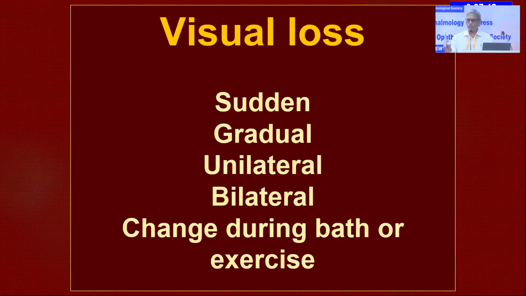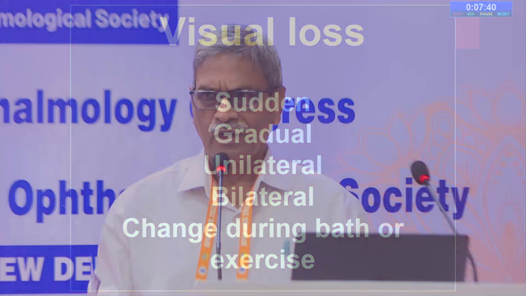Unilateral visual loss means usually the problem is up to the chiasma, before the chiasma. Whereas if it's a bilateral problem, it starts from the chiasma onwards, posteriorly, it's bilateral. And then changing with exercise, during exercise.